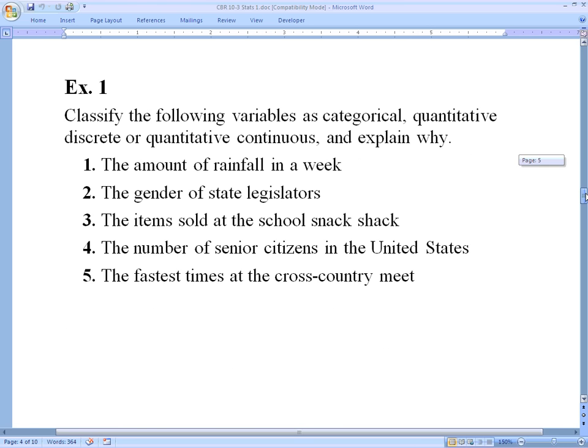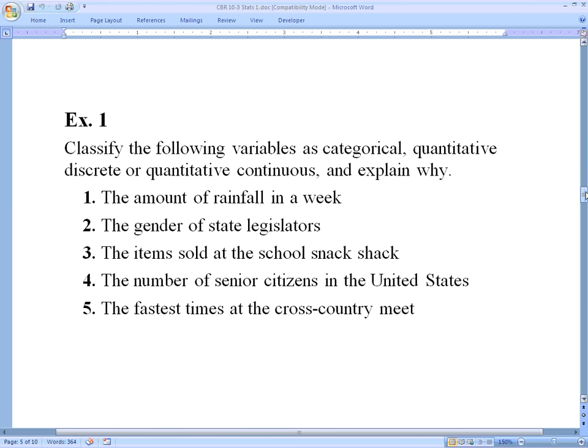So I've got a few examples here. Classify the following variables as categorical, quantitative discrete, or quantitative continuous, and explain why. So the amount of rainfall in a week.